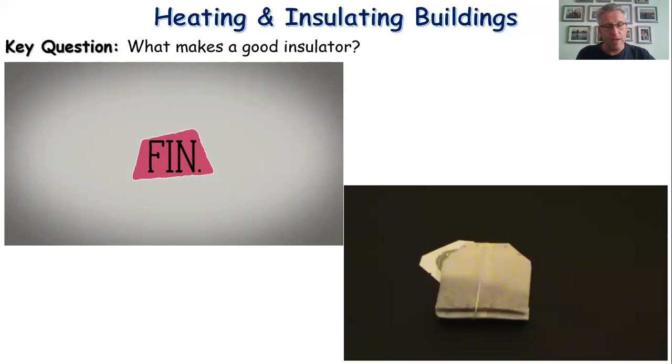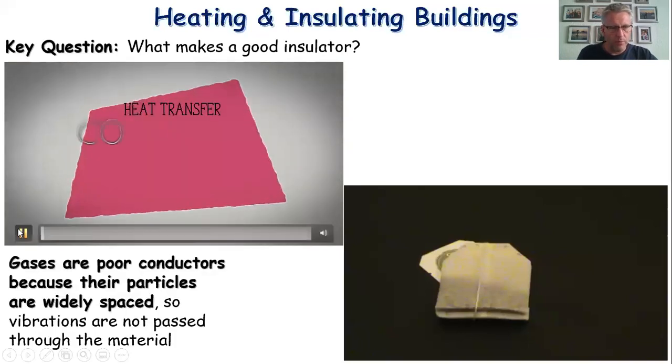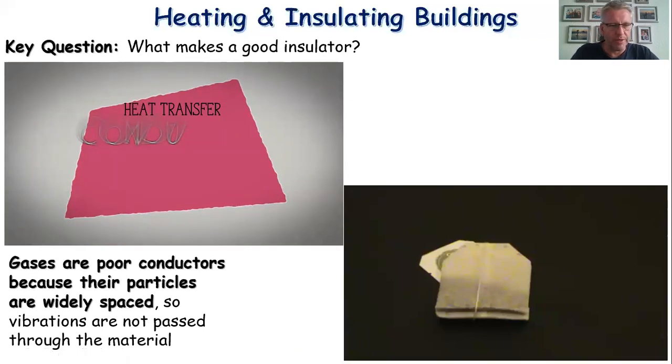Okay, so the important thing there, it showed you a diagram that showed the vibration of the metal particles conducting very well. The key thing for conduction is about the particles being close together, as we've already said. So what makes a good insulator? The key thing is that gases are poor conductors because their particles are widely spaced, so the vibrations are not passed through the material. So gases are good insulators. When the particles are widely spaced, they will not conduct well. Therefore, it is an insulator.